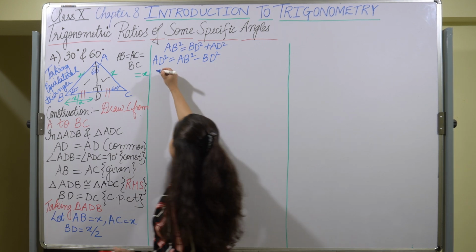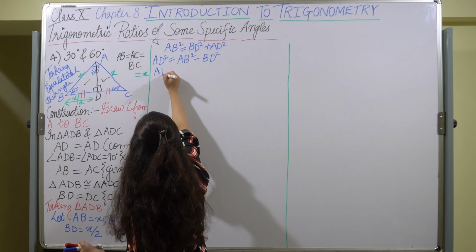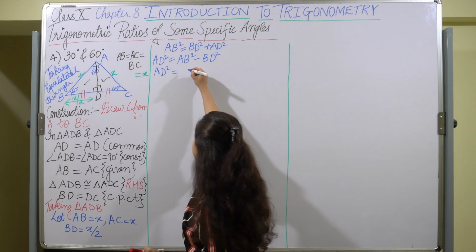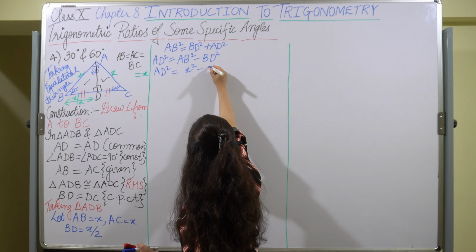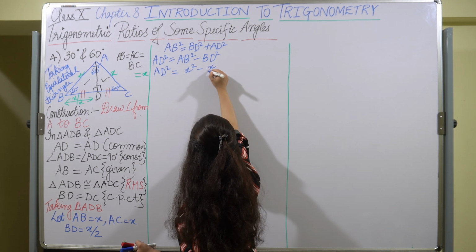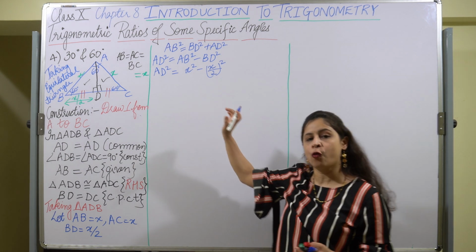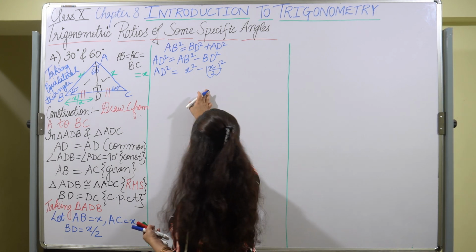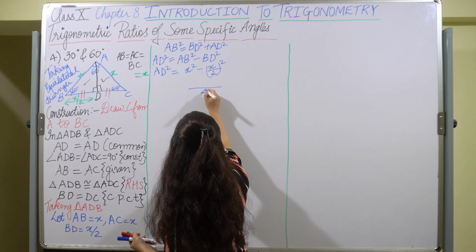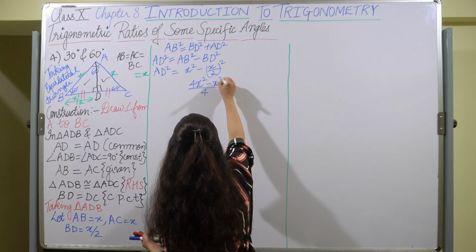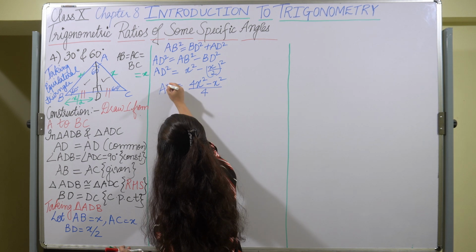So that means AD square will be equal to AB. AB is x, so x square minus x by 2 whole square. So that will become x square by 4. Taking 4 as the LCM, here we will be getting 4x square minus x square is equal to AD square.